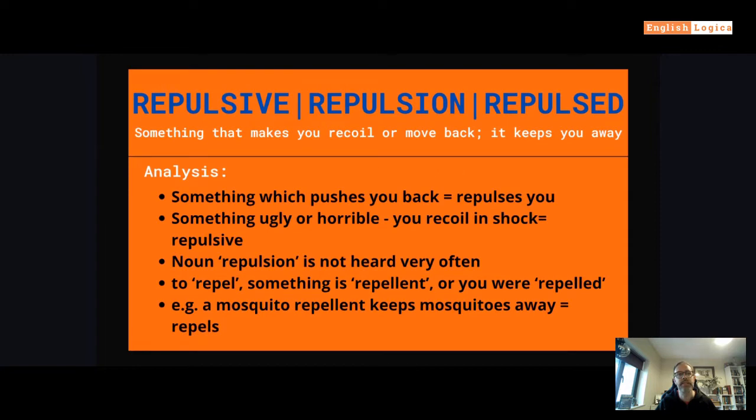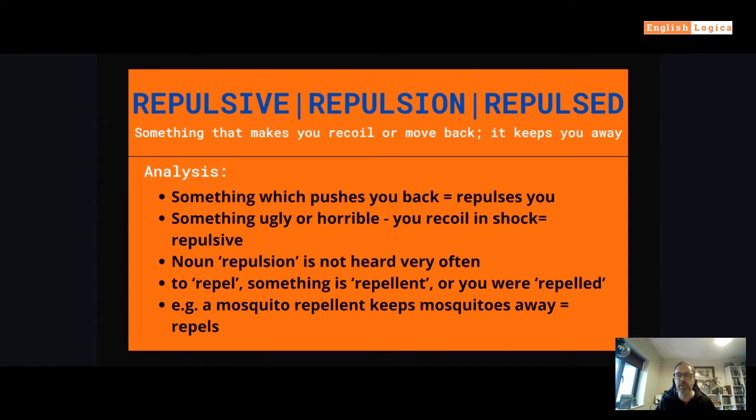Our next word then is repulsive, and repulsion and repulsed. This is something that makes you recoil or move back, or it keeps you away. So something which pushes you back repulses you. If something is ugly or horrible and you recoil in shock, then it's repulsive. The noun repulsion is not heard very often.